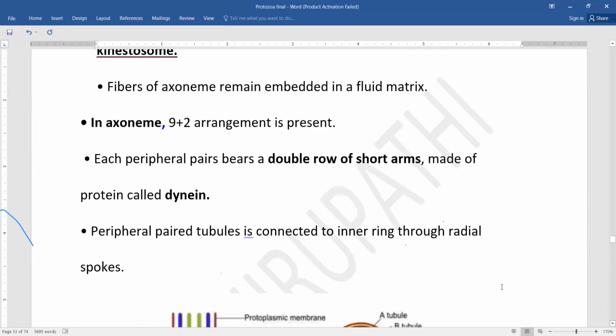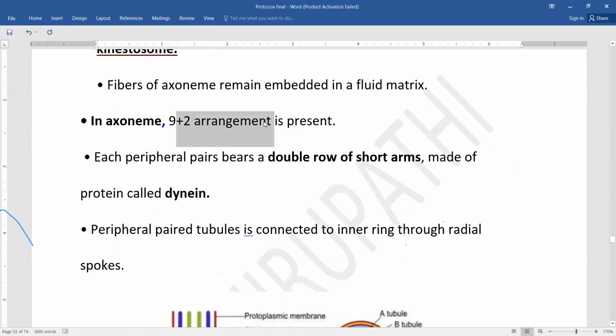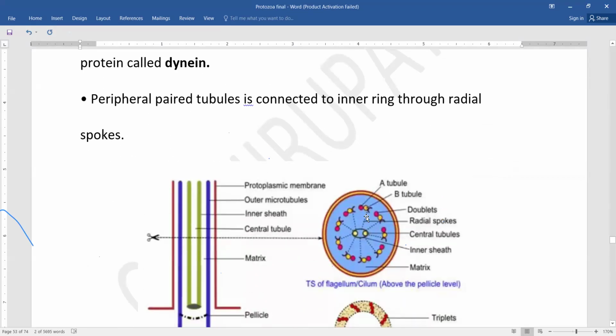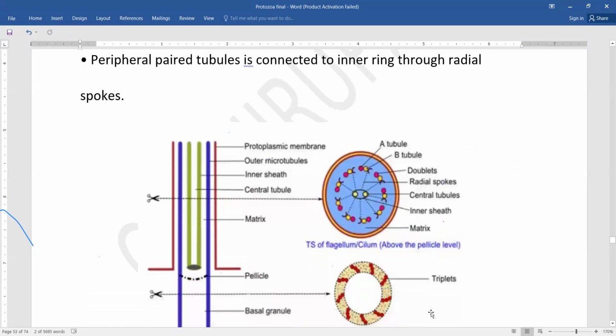Yeah, in the axoneme a 9+2 arrangement is present. So let's see what that is. You count it. So this is, I have just shown you, the pellicle continuation. Another membrane called the protoplasmic membrane is also present, and this green one is the axoneme. So this total structure is the axoneme, including this central one.